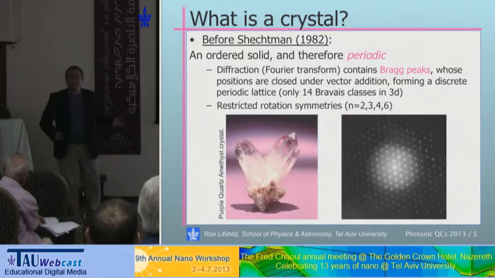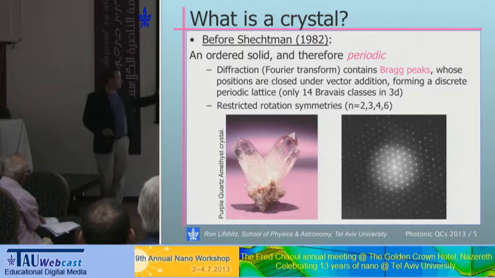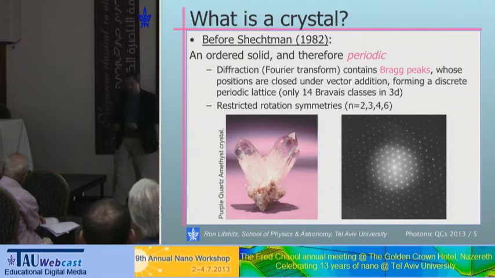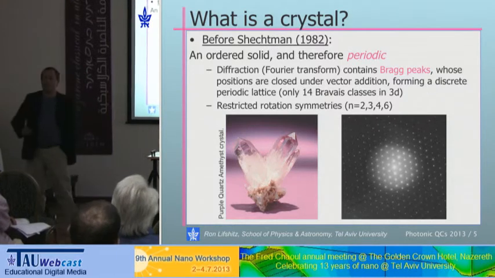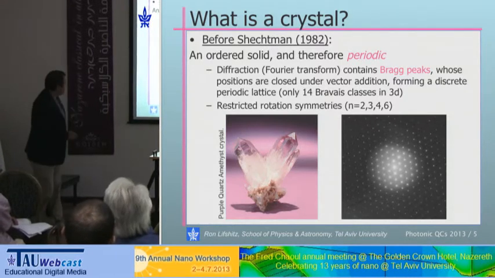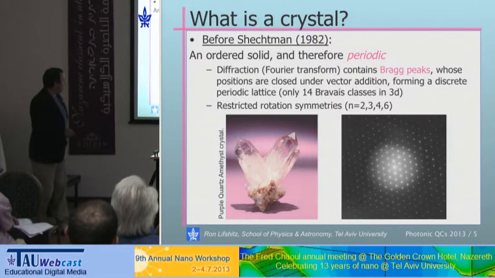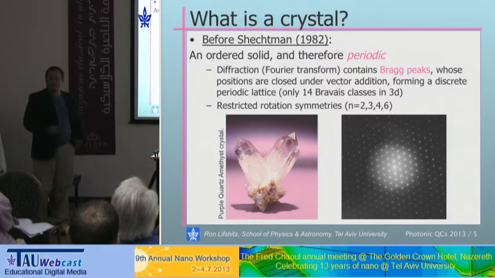And here's an example. Here's a piece of quartz. I'm sure that many of you have held quartz crystals in your hands. And on the right-hand side, you see one of these typical diffraction diagrams showing these very bright peaks. And again, if I take 2 peaks and I take the vector sum, I find a third peak, and so on.